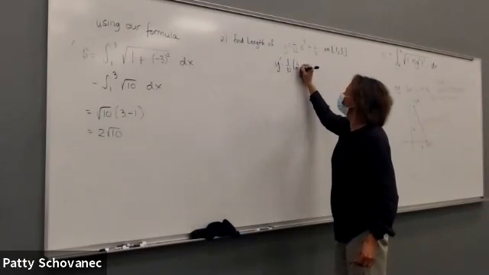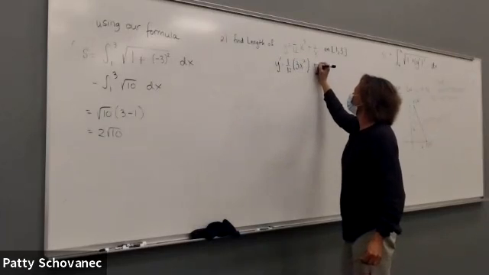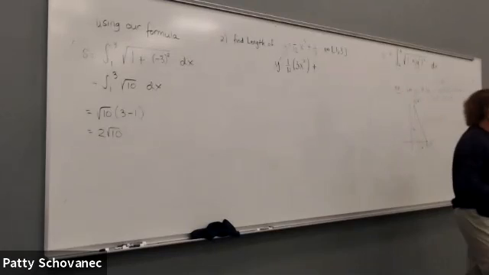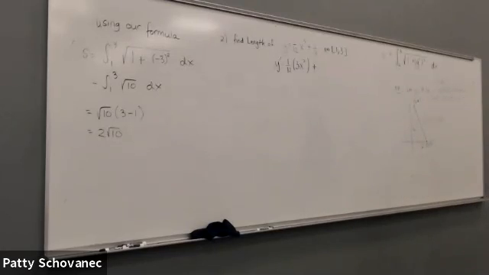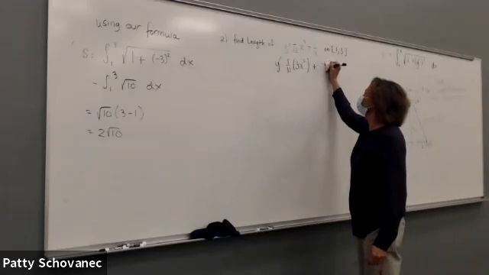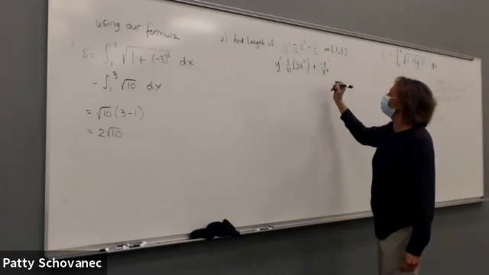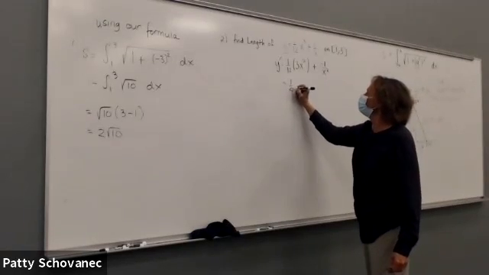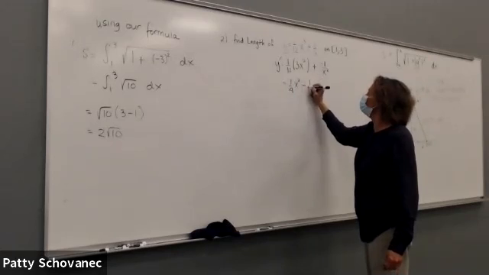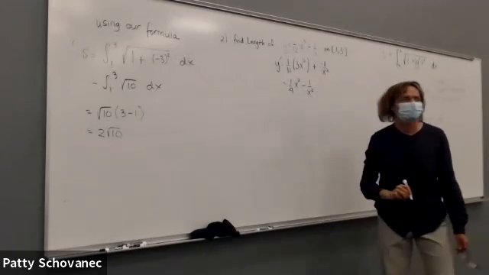Derivative of x cubed is 3x squared. Now it's your turn. What's the derivative of 1 over x? Negative 1 over x squared. You got to keep your derivatives and your antiderivatives straight. The derivative of 1 over x is negative 1 over x squared. So this will simplify to 1/4 x squared minus 1 over x squared.